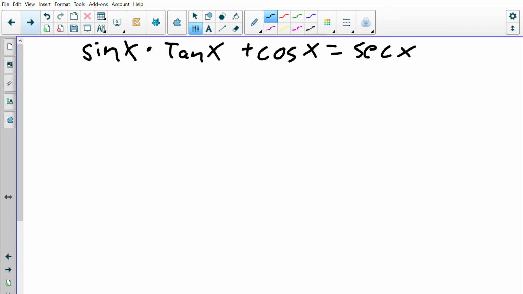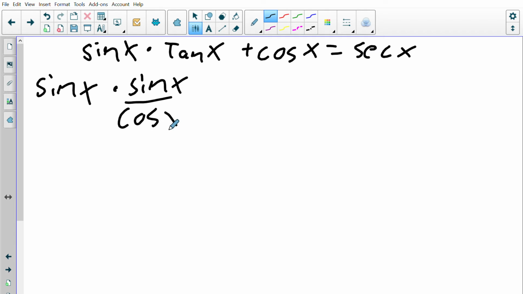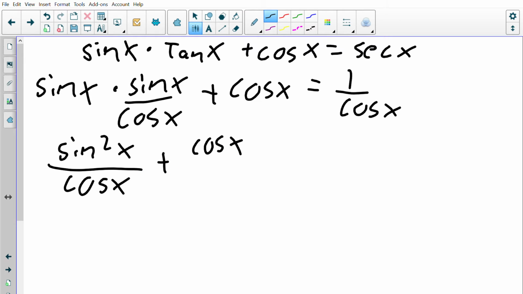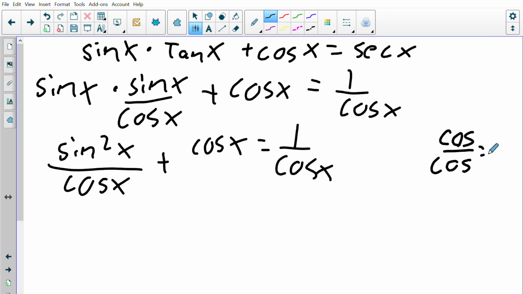So again, the first thing I'm going to do is convert everything into being sine or cosine. Then multiply. So now I have sine squared of x over cosine of x plus cosine is equal to 1 over cosine. So I need to make this a fraction so I can combine with this one, and I want to have the denominator of cosine. So cosine over cosine is just 1, right? So that doesn't change the value of the equation.